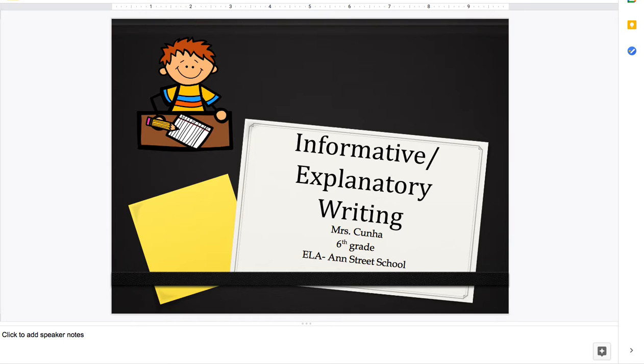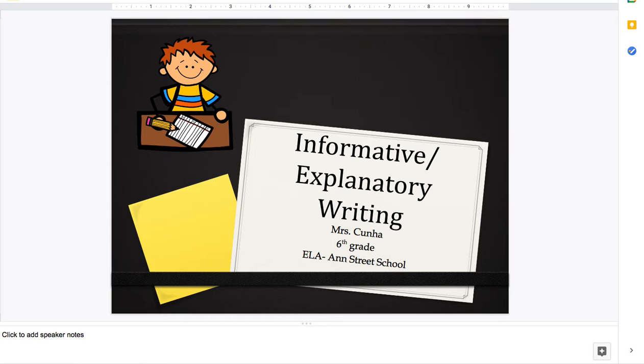What is it going to look like? What kind of thesis should I have in an explanatory writing? And then also we're going to quickly go over the writing task that we are currently working on, and I'm going to give you some pointers on helping you come up with a thesis statement for it and also making sure that you have everything that you need to include in your essay.